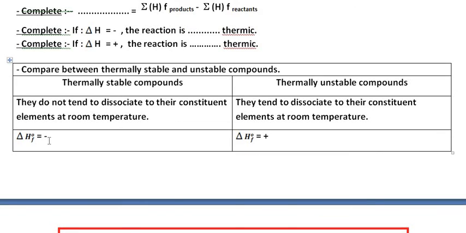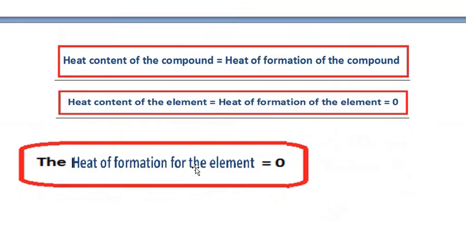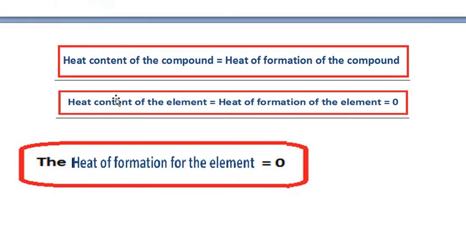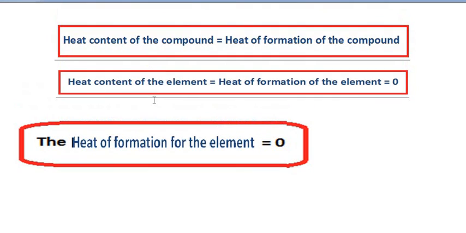If the heat of formation of any substance is negative, this means that this substance is thermally stable. But if delta H of formation of any substance is a positive value, we say that this substance is unstable because it contains a high amount of energy. For any element, the heat of formation is 0. For any compound, the heat of formation is greater or less than 0.